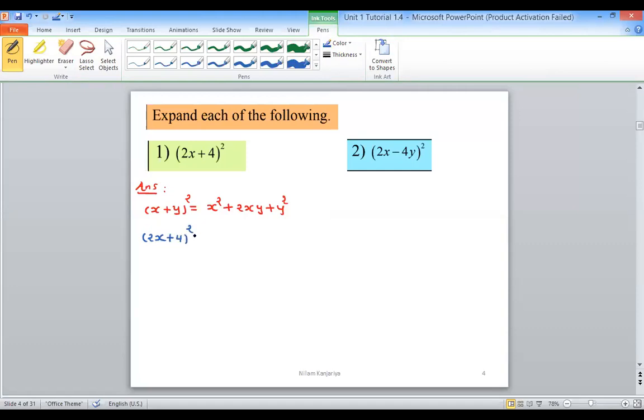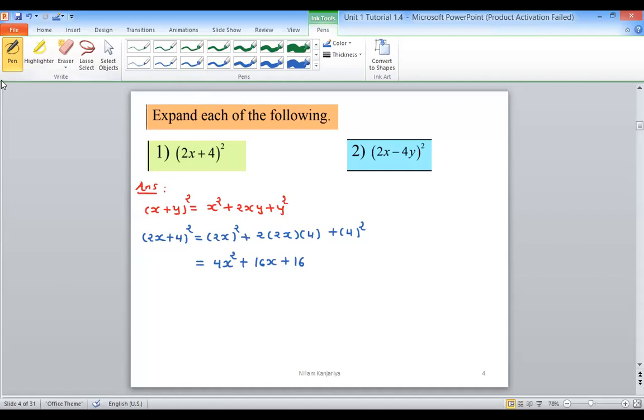(2x + 4)² = (2x)² + 2 into 2x into 4 + 4². Square of 2x is 4x². Two into 4 into 4 is 16, so this is 16x, and this is 16. This is the answer of your first question.